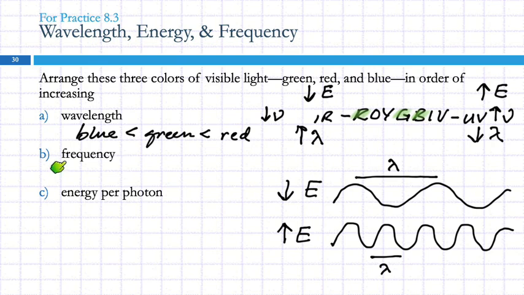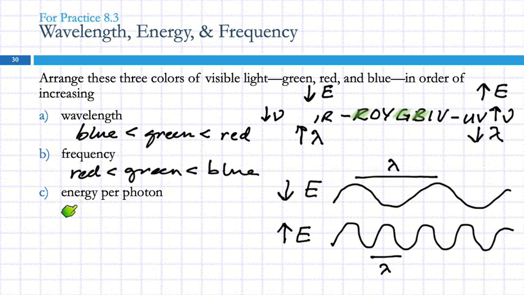Okay, what about frequency? Well, this end was low wavelength and high frequency. So this end's high frequency, that end's low frequency. I want to go from low to high, so I'm going to start at this end. So that's going to be red to green to blue. Are there any of these that are going to result in like green to red to blue? No, green is always going to be between the other two colors.